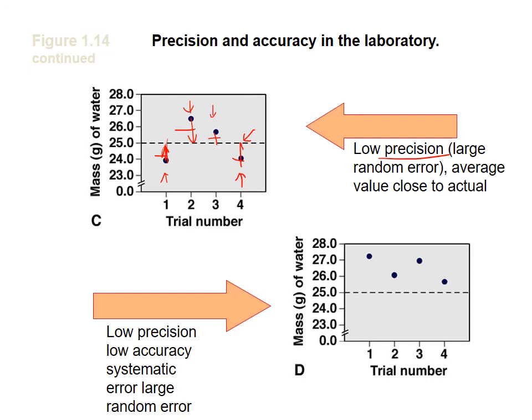In the last one, the measurements are not close to each other, so it's low precision, and they are far away from the actual value, and therefore it's low accuracy. So low precision, low accuracy, and this is due to systematic error because they're all above the actual value, and also they have random error. It's high, low, so both systematic error and random error.